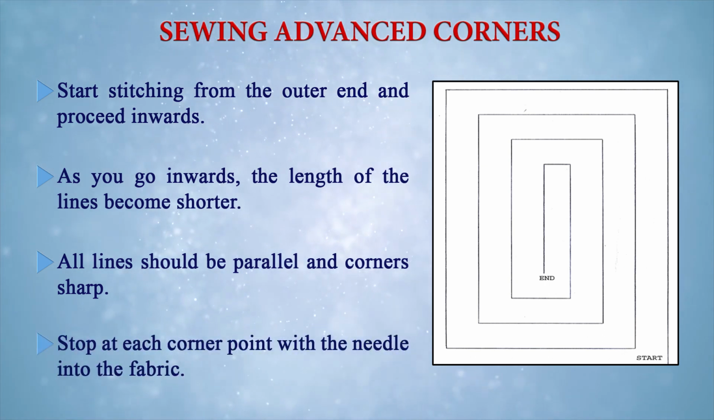Stop at each corner point with the needle in the fabric. As we discussed earlier, when stitching reaches a corner point, the needle should be inserted into the fabric, or into the paper when working with paper. Then we move the paper to another direction and start stitching again. This is how we practice the advanced corners, which are used for pockets, scarves, and the corner parts of the garment.